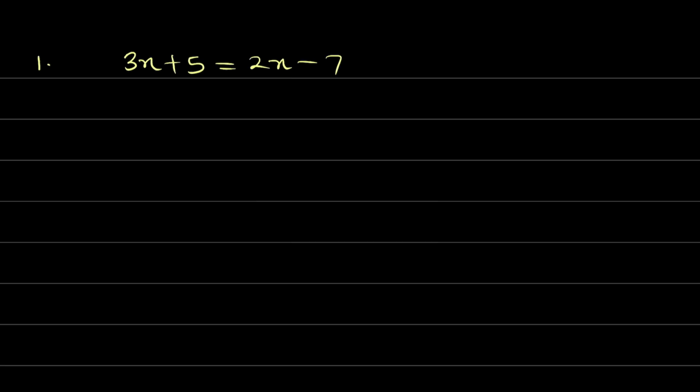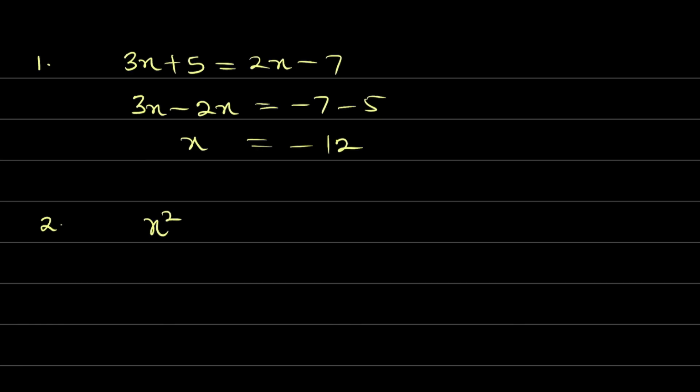You need to collect like terms, bring all the unknown to the left hand side, and every other term without the unknown, take it to the right hand side. So we have 3x minus 2x is equal to negative 7 minus 5. This is simply x is equal to negative 12. This brings us to the end of the very first question. Let us look at the second question.